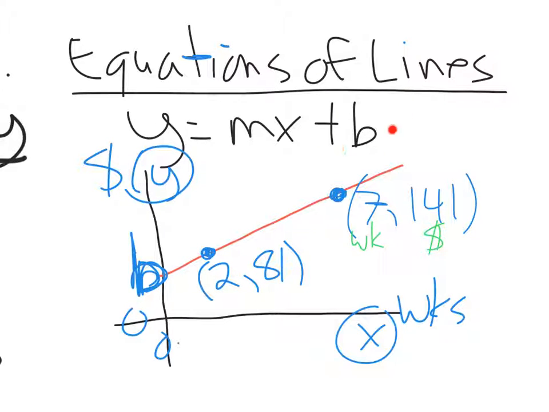Plus b. b is the initial value or y-intercept. It's what you start at down here. Okay. So how much money did they start at? Okay, so we take our 2 points and we put them into a table. Let's go to the table and take a look at what that looks like.